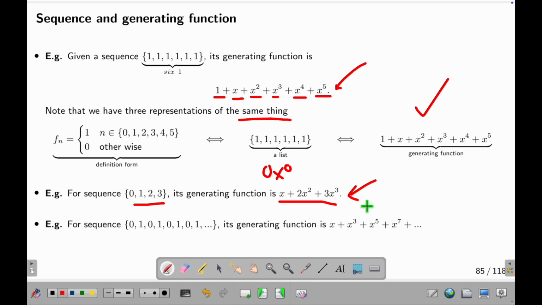So this thing is 4 sentences. 0 ways to select nothing. 1 way to select 1 thing. 2 ways to select 2 things. 3 ways to select 3 things.